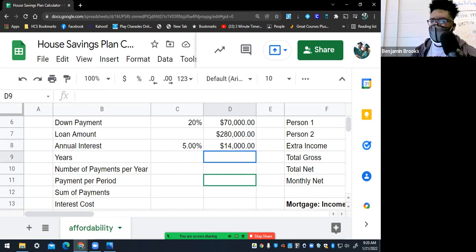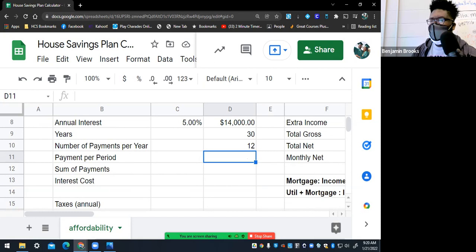Now, number of years, there's nothing we really need to do here, but we'll just use 30 for an example. Number of payments per year is 12, right? Because you're paying every month. Payments per period, or your payment per period. Well, to do this, we're going to use something called PMT. So I'm going to show you how to work that out.